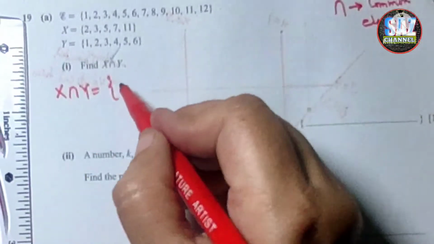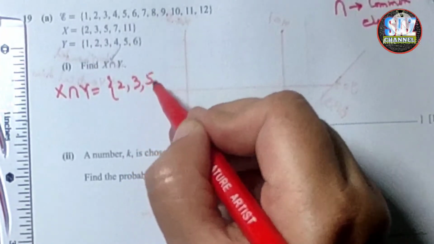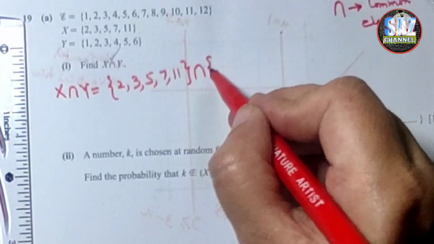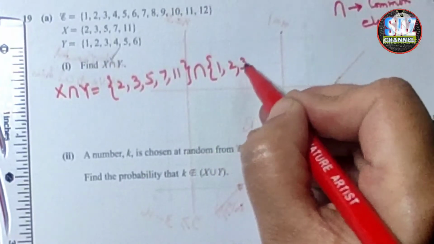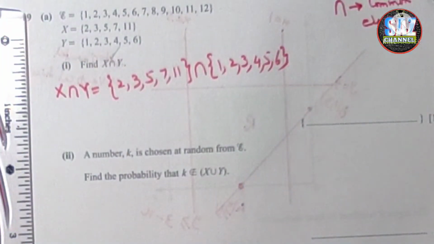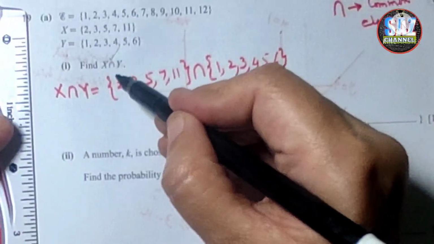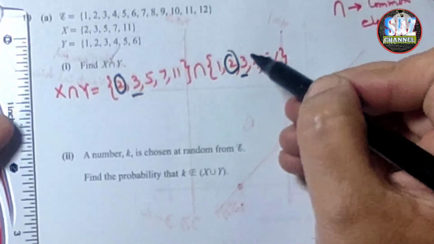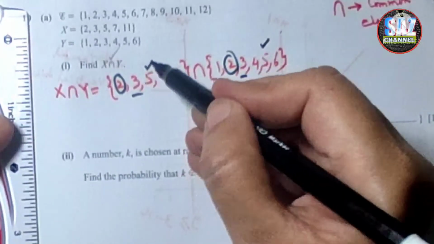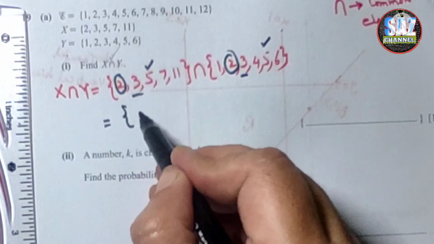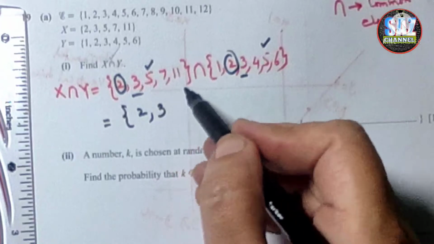X is having 2, 3, 5, 7, and 11, and Y is having the elements 1, 2, 3, 4, 5, and 6. Now we have to see which elements are same in both. If we look at 2, 2 is coming at both places, both the sets. 2, then 3, then 5. So X intersection Y will be equal to 2, 3, and 5.